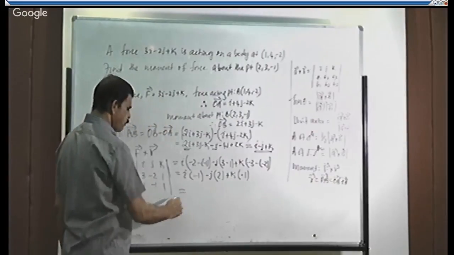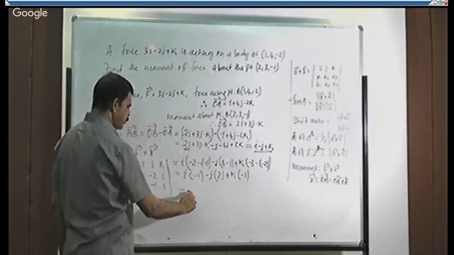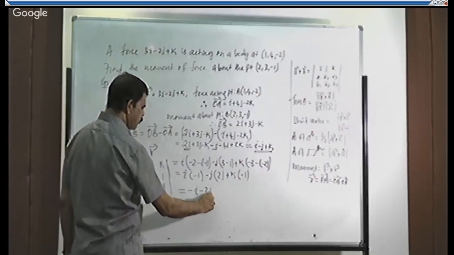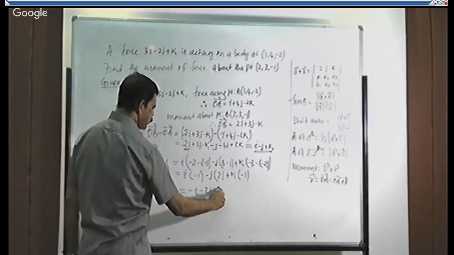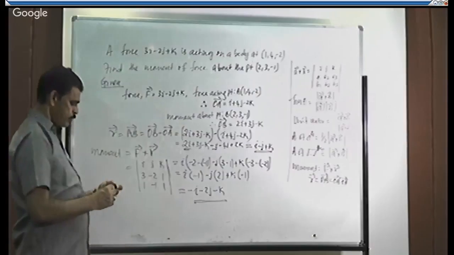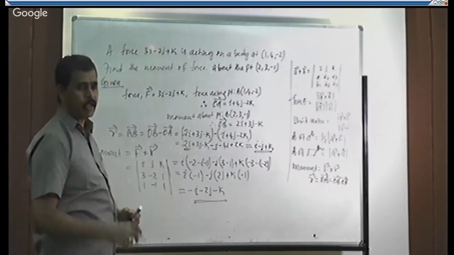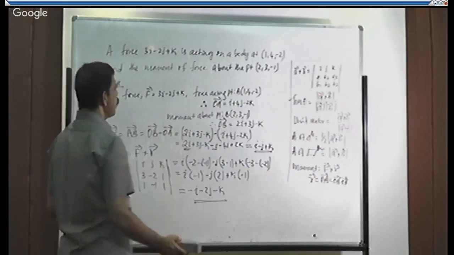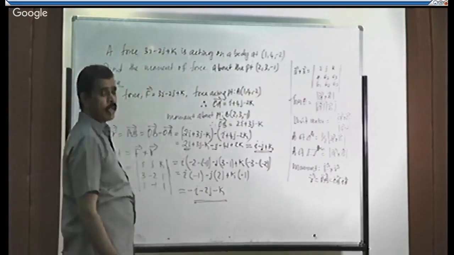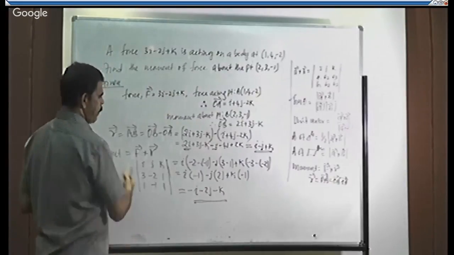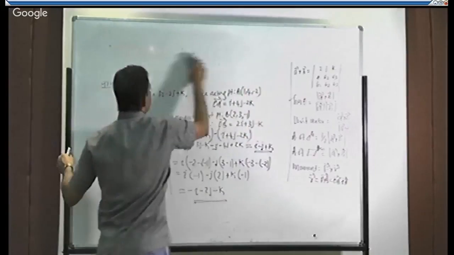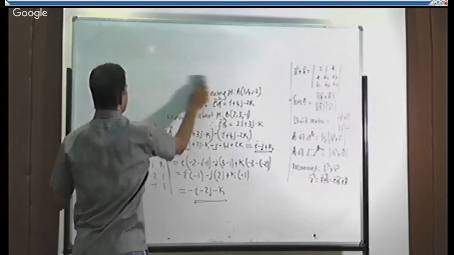Finally, the moment of force is equal to minus i, minus 2j, minus k. This is the moment of force when it is acting on a body at a certain point, and we need to find the moment about the point 2, minus 3, minus 1. Sometimes they will ask you to get the magnitude of the moment of a force.